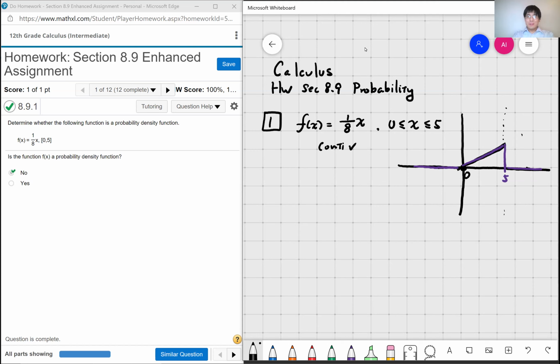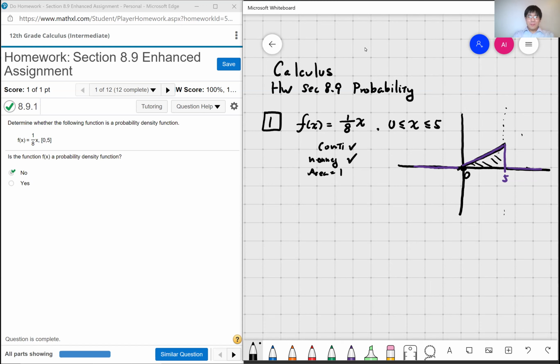Next thing to check is non-negative. So we need to make sure that this function is non-negative in the interval. And indeed, this function is always non-negative, so it's okay. Third thing is the area under the curve must be equal to 1. So we need to check whether the area here is equal to 1 or not.